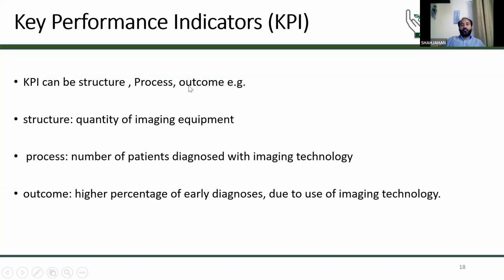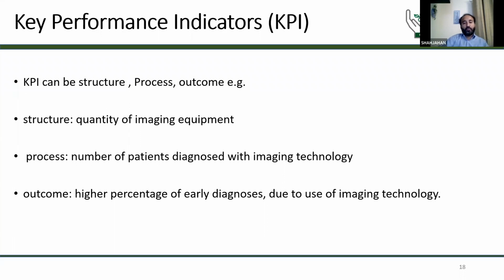For the outcome, an example is that we have medication errors. We dispensed the medication to the patient, but it was the wrong one, and the patient already took it. So this is the outcome of the dispensing of medication. So these are the three types of indicator.